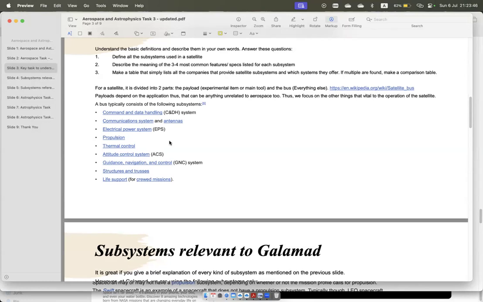Then thermal control. Thermal control itself is not a subsystem per se, in other words, not physically distinct. It's that thermal control is a subsystem in the sense that every one of these other subsystems needs to have thermal control mechanisms or systems.